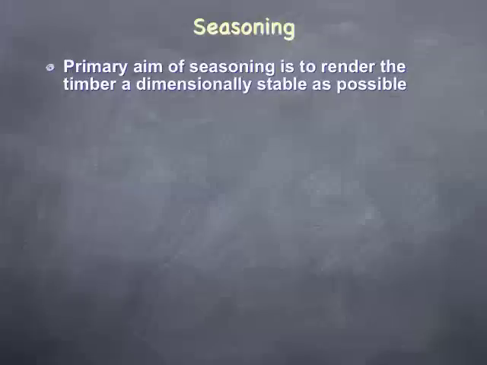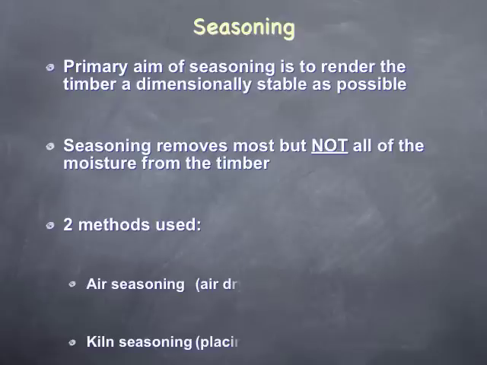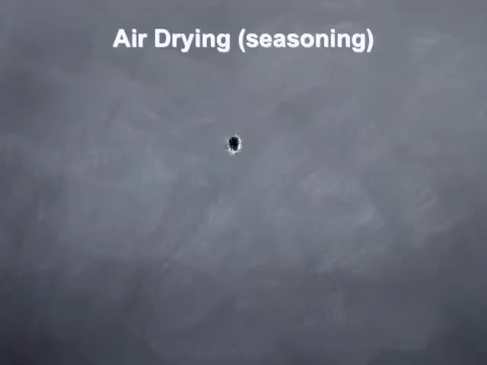Now to seasoning. The primary aim of seasoning is to render the timber as dimensionally stable as possible. Seasoning removes most, but not all, of the moisture from the timber. Two different methods are used: air seasoning, which is air drying, and kiln seasoning, which is placing in a hot chamber. First of all, let's look at air drying.